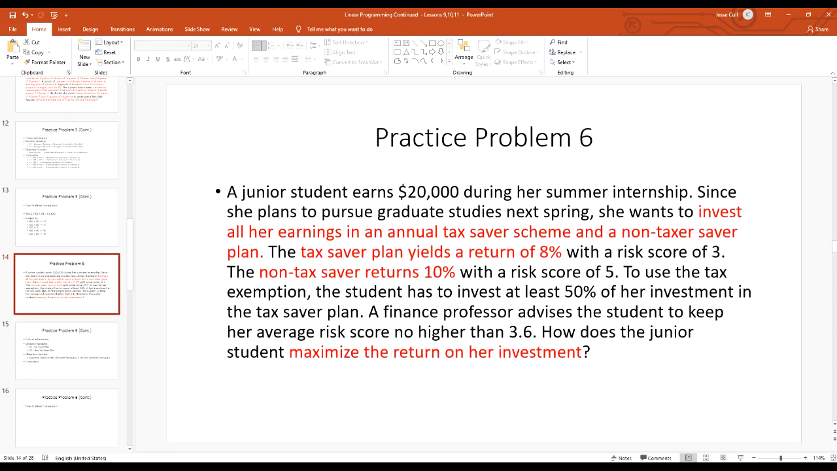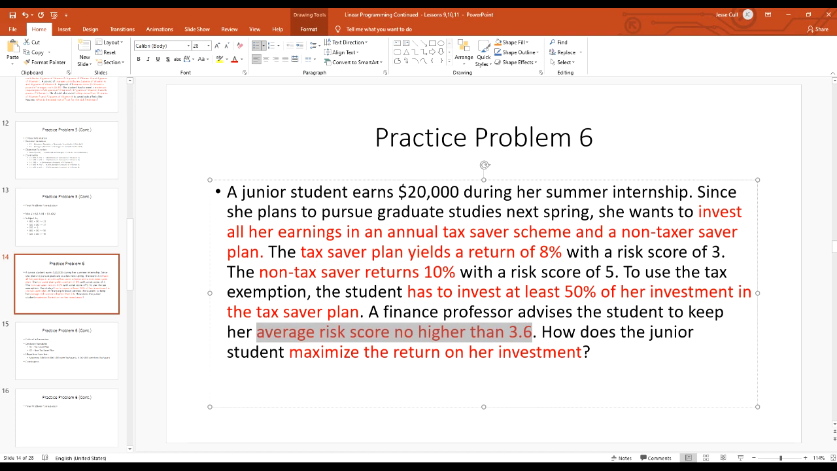Now we have to look at what is governing our choices. We see, to use the tax exemption, the student has to invest 50% in the tax saver plan. That is a limitation, because it is not a choice, it's something we must do. If we do not do it, we cannot accept any possible solution that does not do this. A finance professor advises the student to keep her average risk score no higher than 3.6. If it's above 3.6, it's not a valid choice.